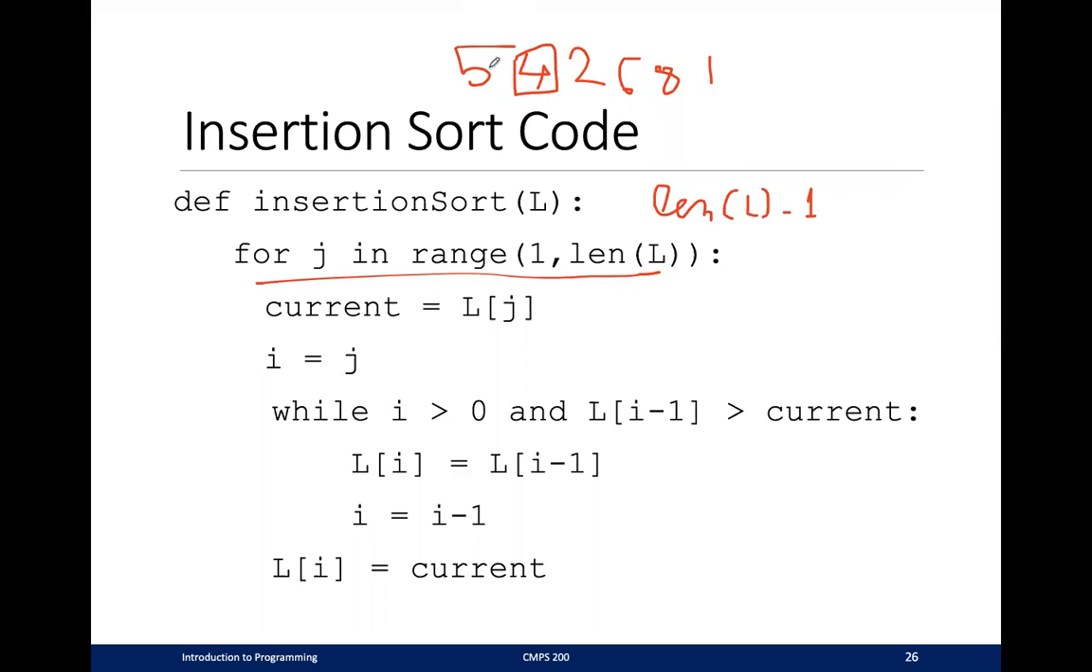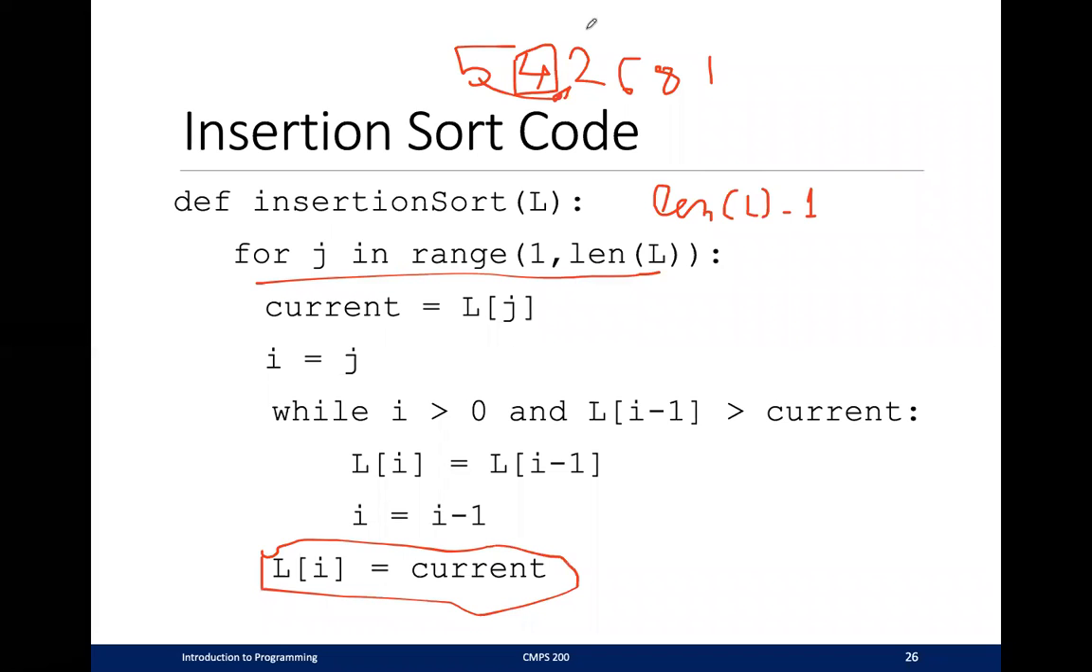As long as they are greater than my current, push them, so push the 5. So L of I is equal to L of I minus 1, and decrement I by 1 to look at the previous element. And you keep doing this until you hit an element that is smaller than your current element. This means you can stop pushing and insert it. So that's the insertion. And move to the next round.